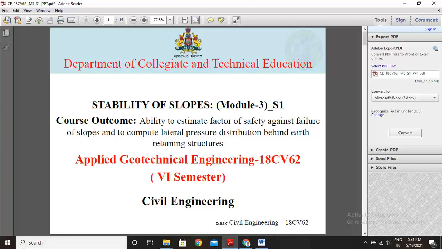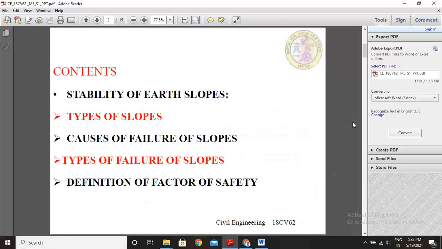The title of the subject is Applied Geotechnical Engineering and the subject code is 18CV62. This comes in the 6th semester of the civil engineering department. So this is the introduction slide. Next slide, contents.